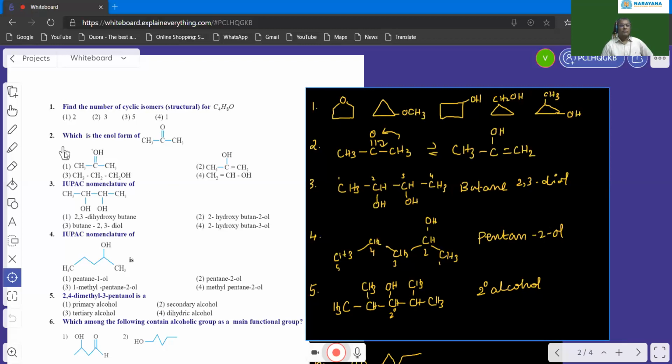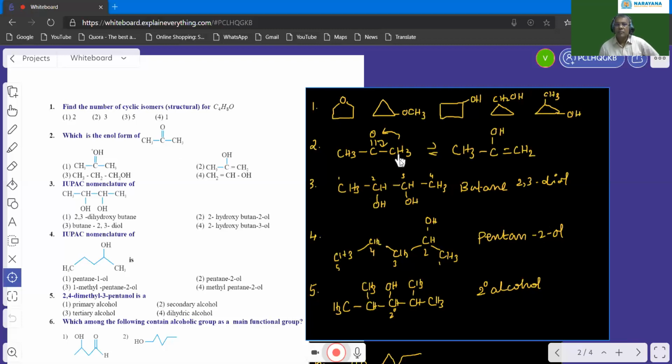Second question, which is the enol form of CH3COCH3? The migration of a hydrogen atom from one polyvalent atom to another polyvalent atom, we call it tautomerism.